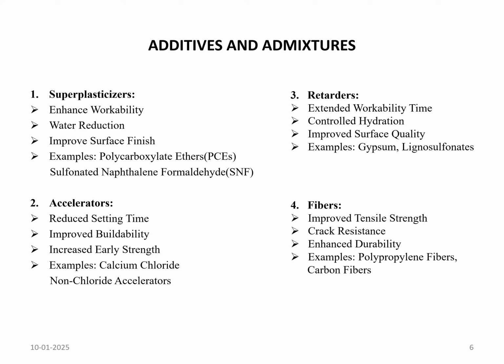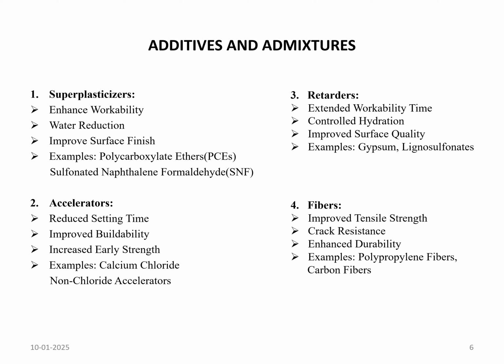This slide consists of the general additives and admixtures used in 3D printed buildings. First are superplasticizers. They are used for enhancing the workability of the mix. They help in water reduction and improve the surface finish of the building, enhancing its aesthetics. The examples are polycarboxylate ethers, also known as PCEs, and sulfonated naphthalene formaldehyde (SNF).